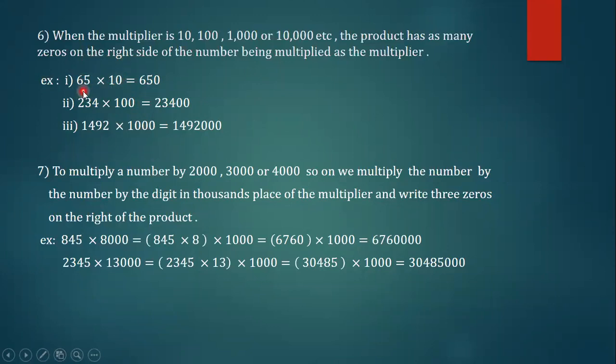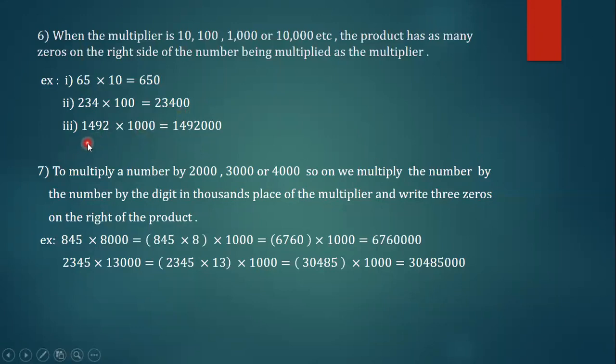Now for example, 65 into 10. Here the multiplier has one 0, so you write one 0 on the right side of the number. Second example, 234 into 100. You write 234, and the multiplier has 2 zeros, so you write 2 zeros on the right side of the number.